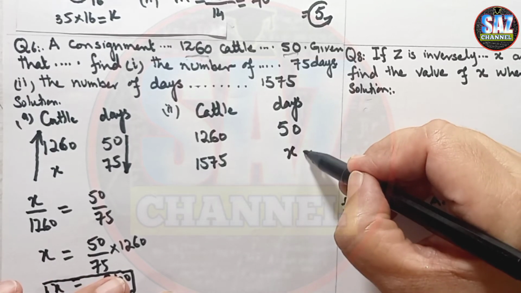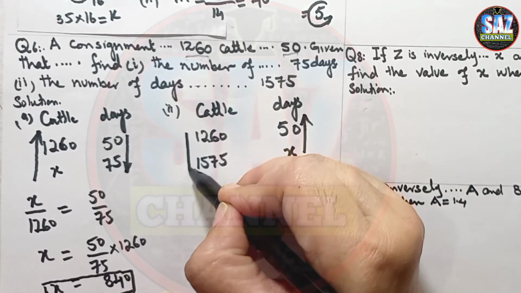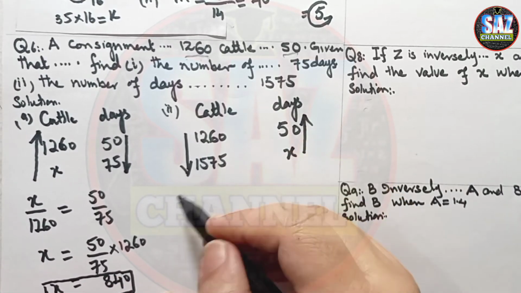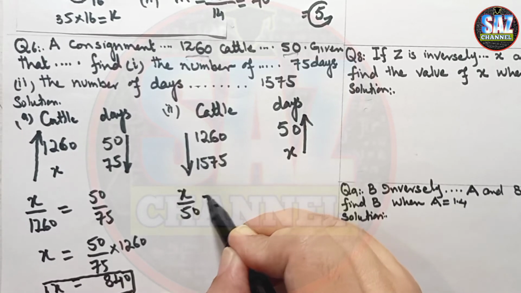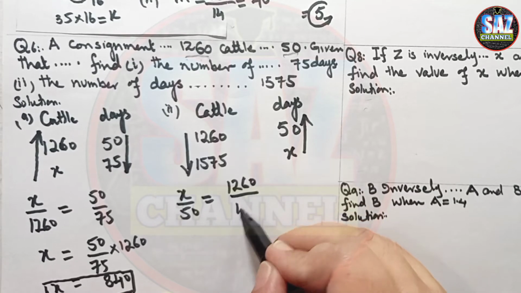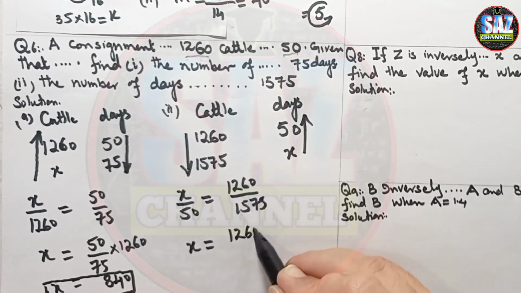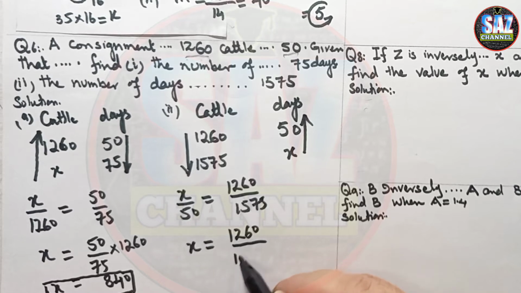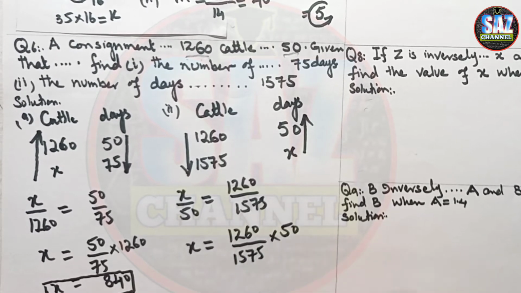So this is the situation of inverse proportion. Arrow will be going up, and from this side arrow will be going down. And now write the equation: X ratio 50 equals 1260 ratio 1575. X will be equal to 1260 upon 1575 multiplied by 50.